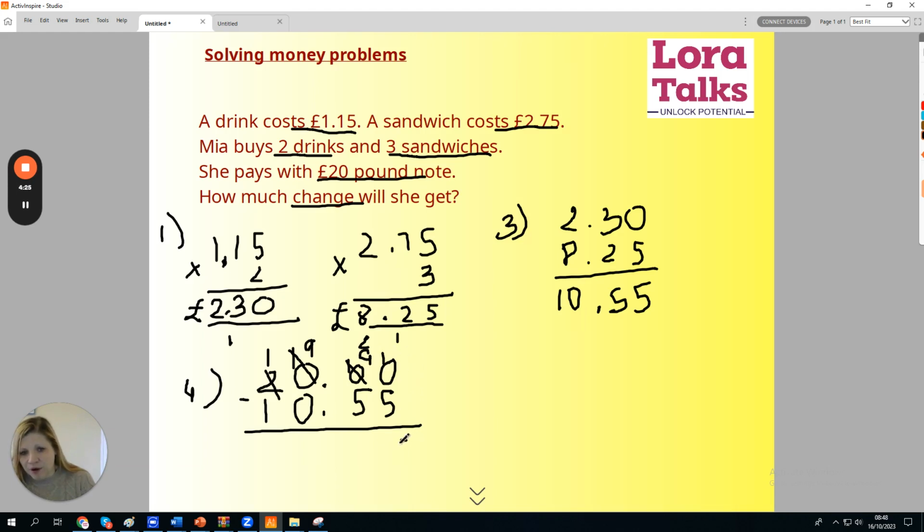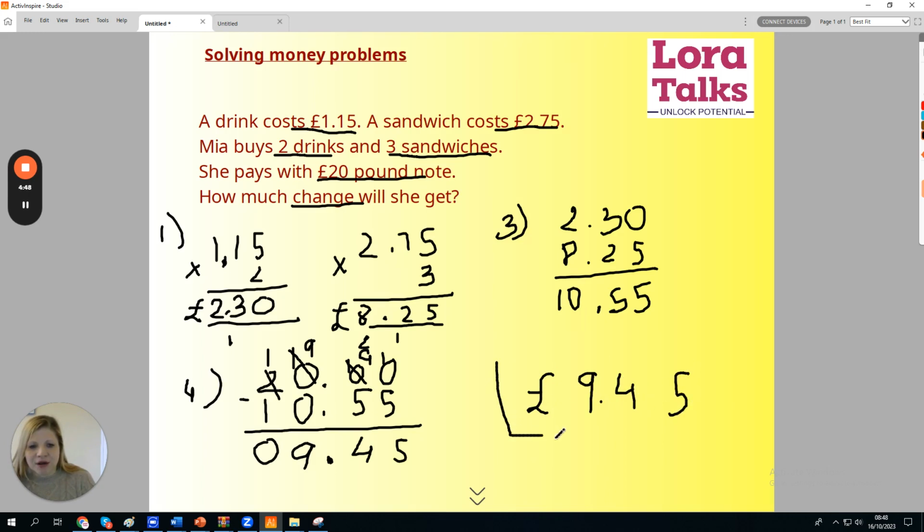So 10 take away 5 is 5. 9 take away 5 is 4. I add a decimal because we're dealing with money. And then 9 take away 0 is 9. And then I have none. 1 take away 1 is 0. So what would my change be then? £9.45. And that's my answer.